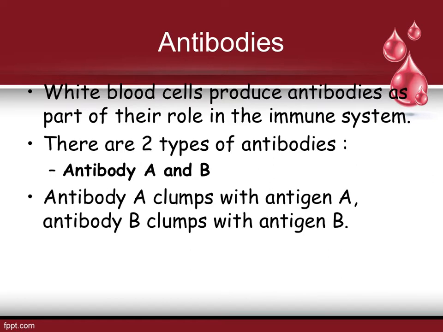Now, in the presence of certain proteins, antibodies are going to cause cells to clump. Now, just like how we have two kinds of antigens, we also have two kinds of antibodies. We have antibody A and antibody B. I want you to note that antibody A clumps with antigen A, and antibody B clumps with antigen B. Okay, so again, there are two kinds of antibodies, antibody A and B, and they clump or connect together with certain kinds of antigens. Antibody A clumps with antigen A, antibody B clumps with antigen B.